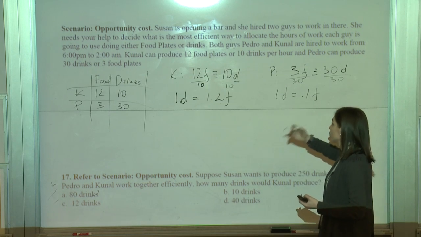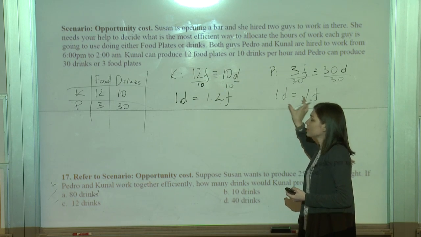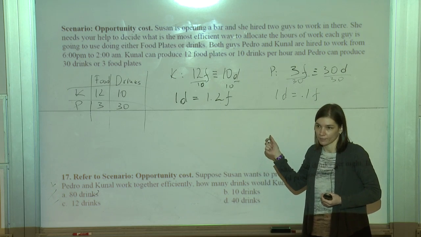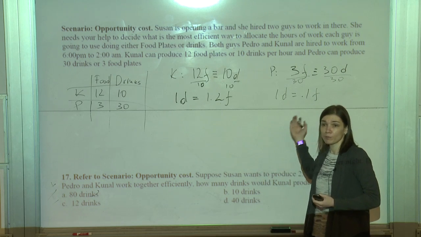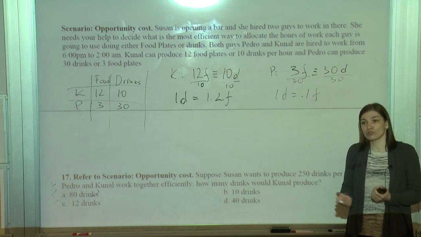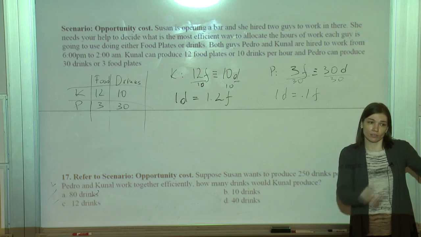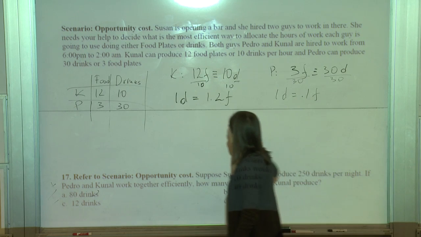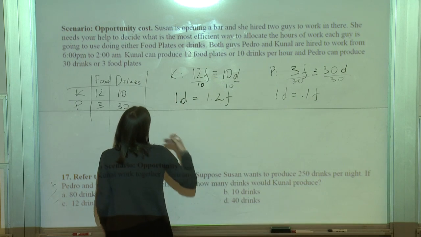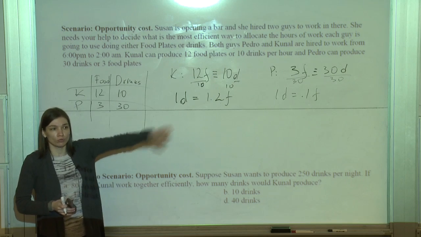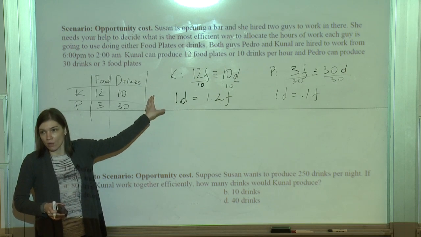And that is interpreted that when we have that case, we say that Pedro has a comparative advantage in the production of drinks. Right? So if one person has a comparative advantage in drinks, then it's automatically true that the other person has a comparative advantage in the other good. So Pedro has comparative advantage in drinks, and Kunal has a comparative advantage in the production of food. So what we're going to do is have Pedro do all the drinks, and Kunal do all the food.